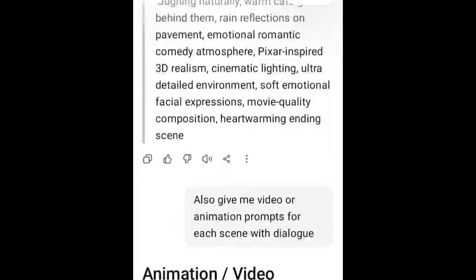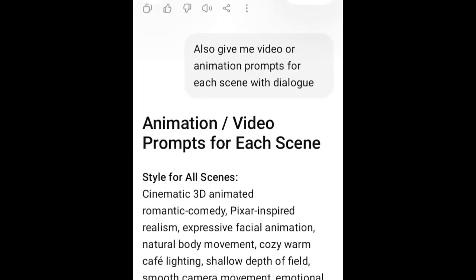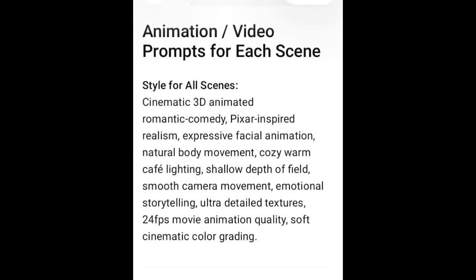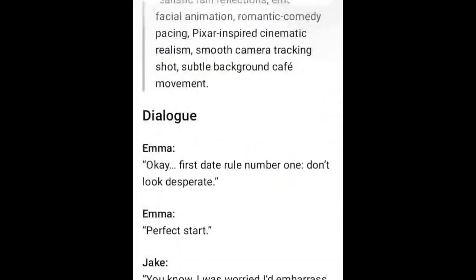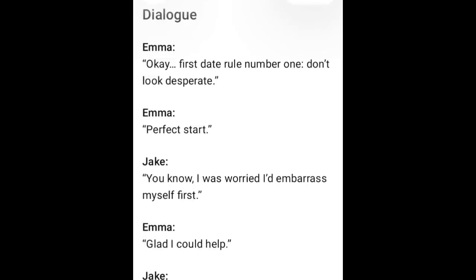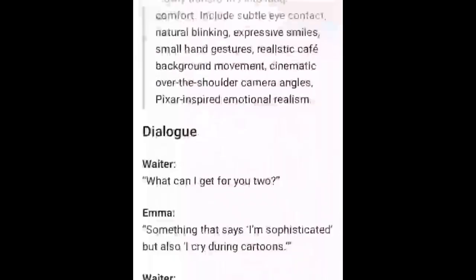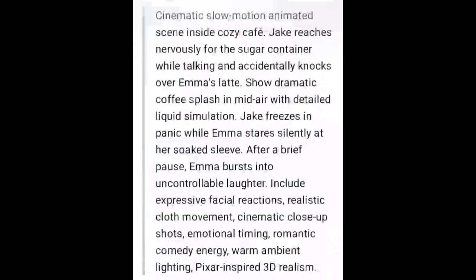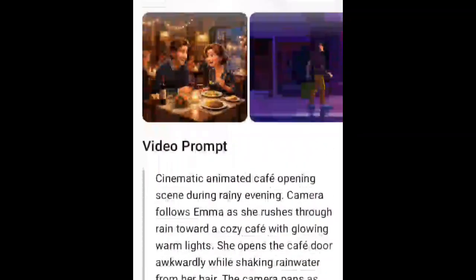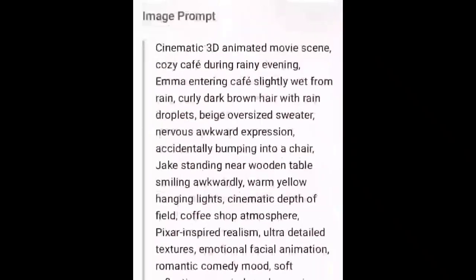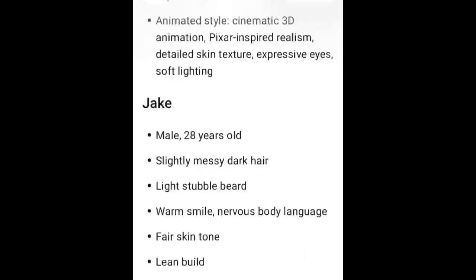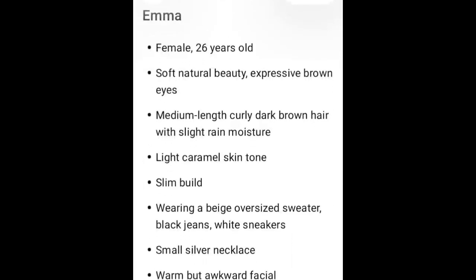So I also went ahead and asked ChatGPT another question, like, also give me video or animation prompts for each scene with dialogue. So this is the animation and video prompts we are going to use to animate all our videos. Starting with scene 1, this is the animation prompt with each dialogue, Emma, Jake, and everything. Scene 2 is also like that with the dialogue in it. So the next thing we are going to do is create our images or scene images, and we're going to start by creating the characters so that we maintain the consistency of our characters. So the first thing I want to do is copy the one of Emma.